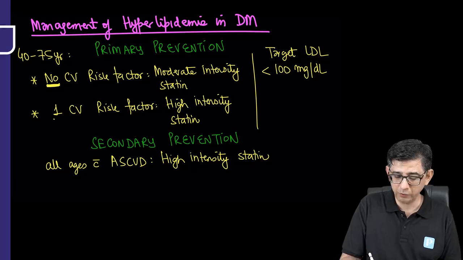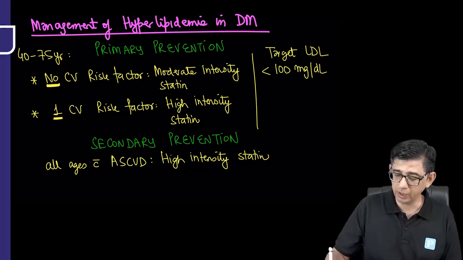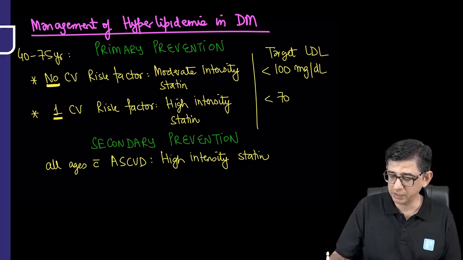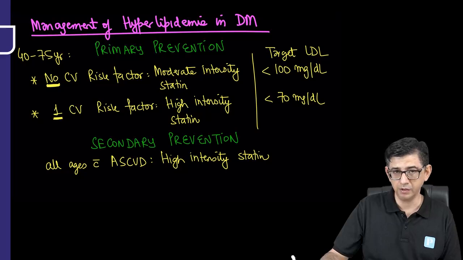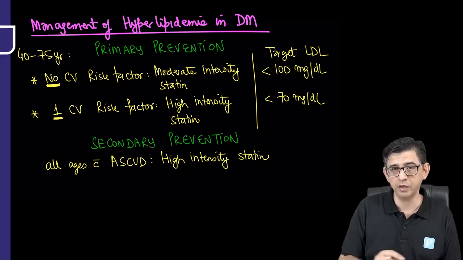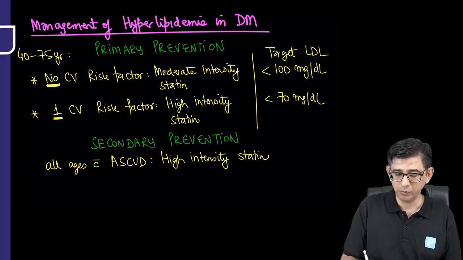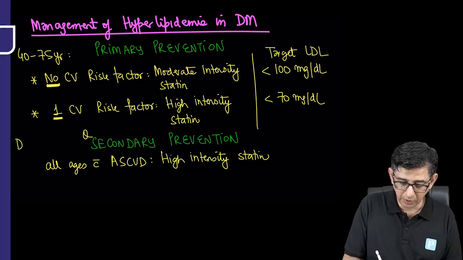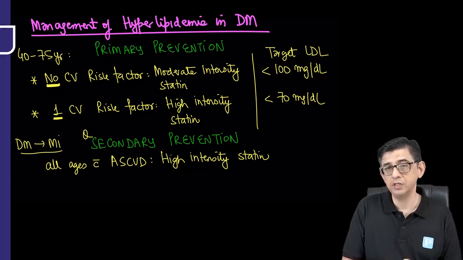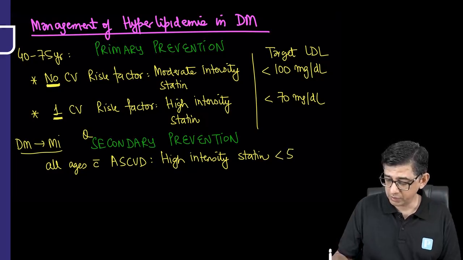But if there is one cardiovascular risk factor, like this guy is a smoker also, then the target that I want to achieve with high intensity statin would be less than 70. So all I'm saying is high risk, very high risk and extremely high risk. What I mean by extremely high risk is the person has already had an MI. If the question says a diabetic patient had already suffered from myocardial infarction, and asks the target LDL in this extremely high risk patient, then your answer would be less than 55.